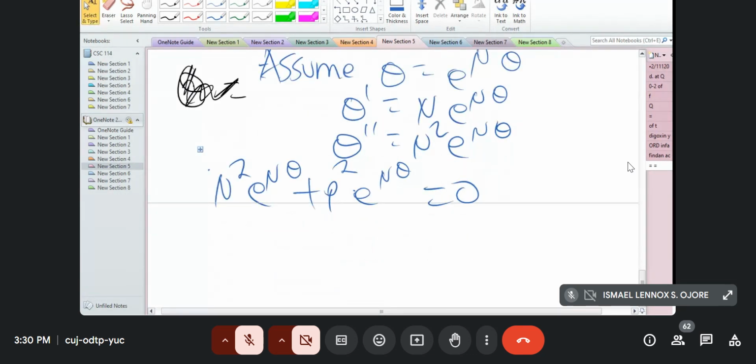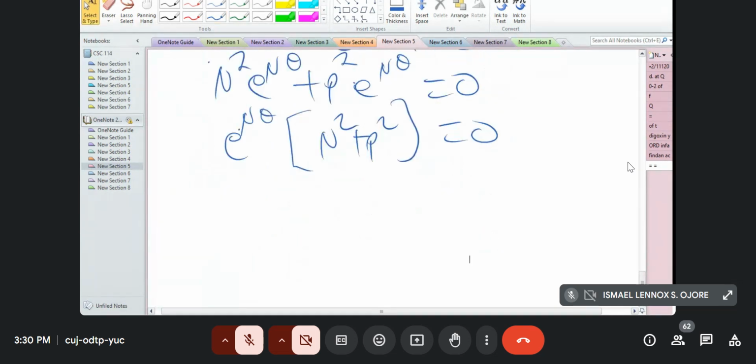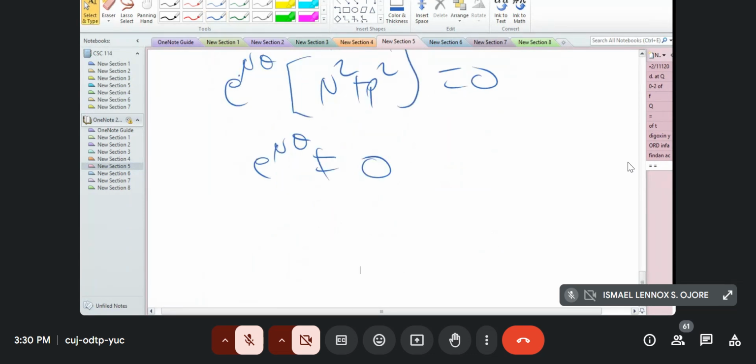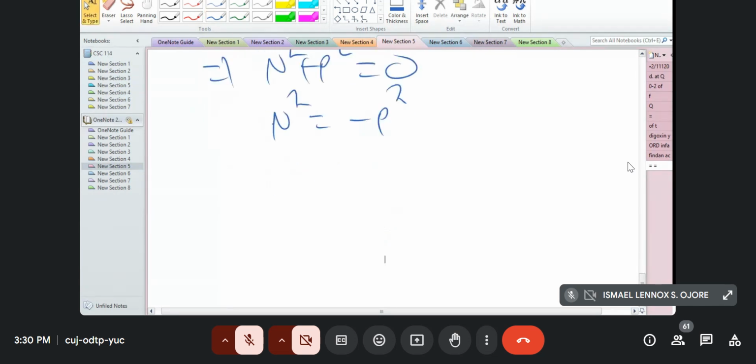Factor out what is common. In this case, e to the mu theta is common, so e to the mu theta times mu squared plus p squared equals 0. E to the mu theta cannot be equal to 0. Therefore, mu squared plus p squared must be equal to 0. If this is the case, mu squared equals minus p squared. Mu will be plus or minus root of minus p squared, which is plus or minus ip.